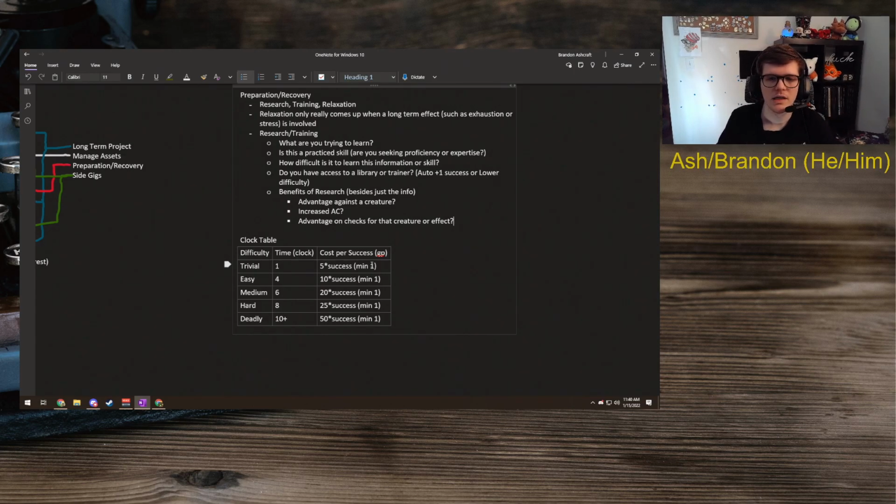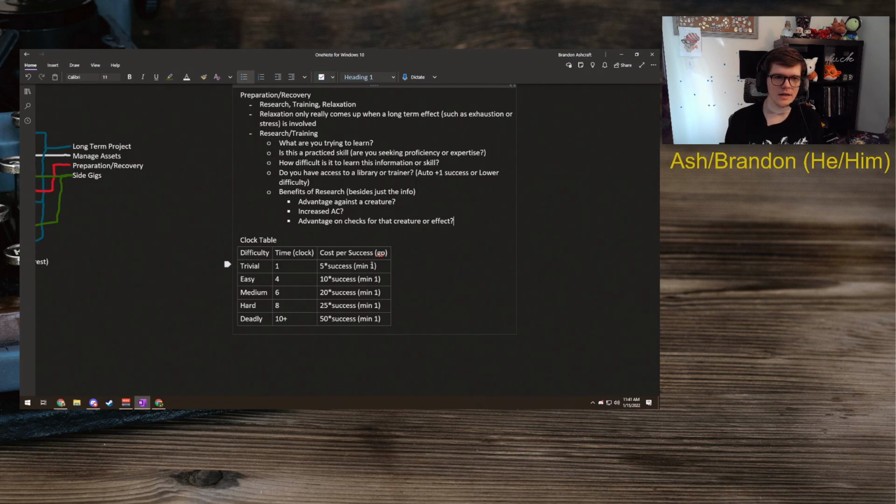And everyone can learn this information, but you're the only one who receives the benefits from actually doing the research. Or maybe like you're going up against a dragon and you get increased AC versus its claw attacks. You know, something of that nature.